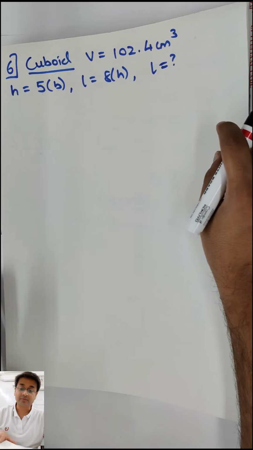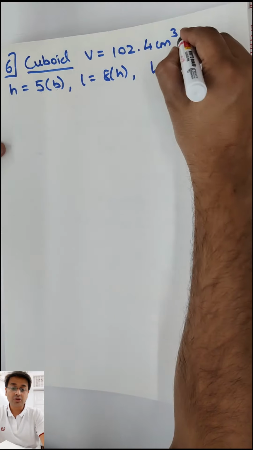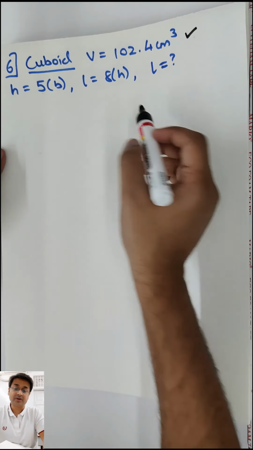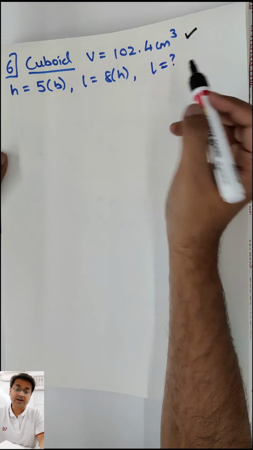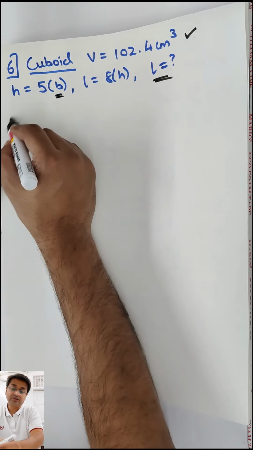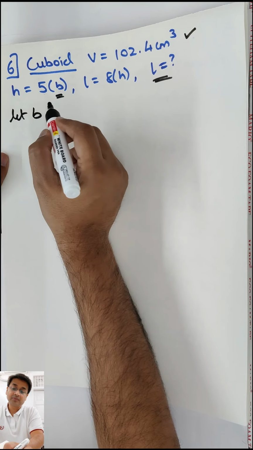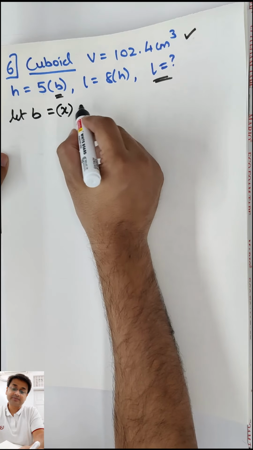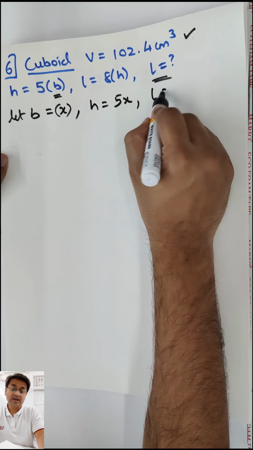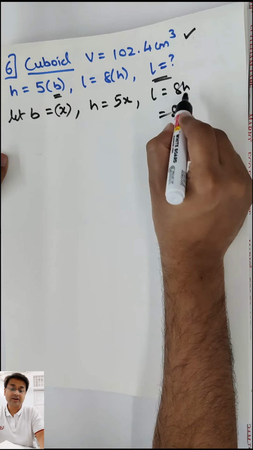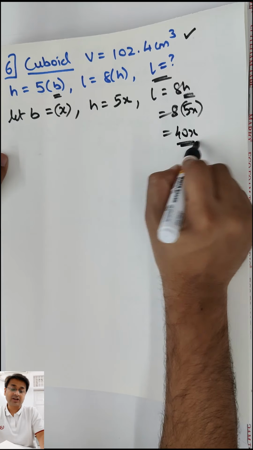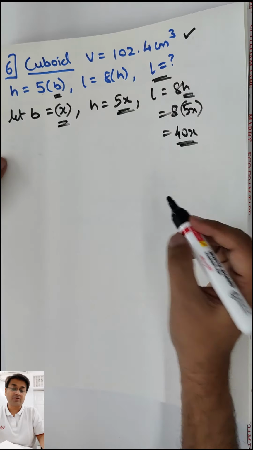I'm trying to do maximum sums in the video for your benefit. Cuboid volume is given and there is a connection. They say height is 5 times the breadth and length is 8 times the height. Find the length. So the base over here which I see is the breadth. So I shall say let breadth be equal to x. Therefore height will be 5 times x and length will be 8 times the height. For height I can write 5x. So it will become 40x. So I've got everything in terms of x now.